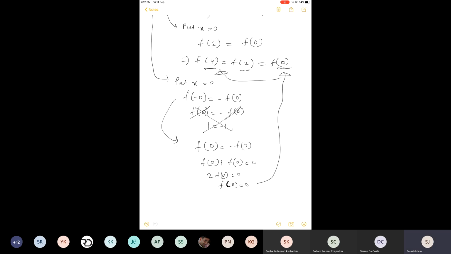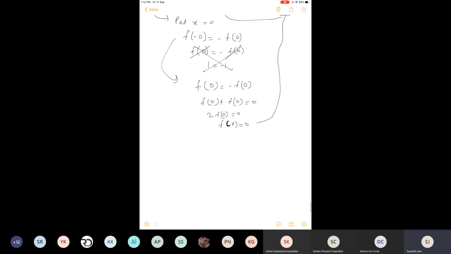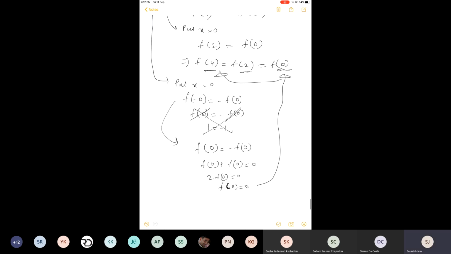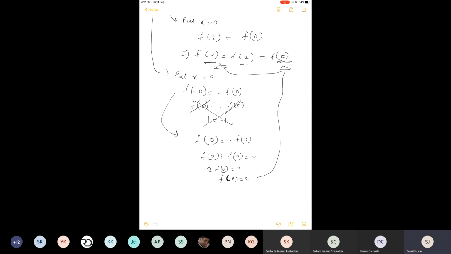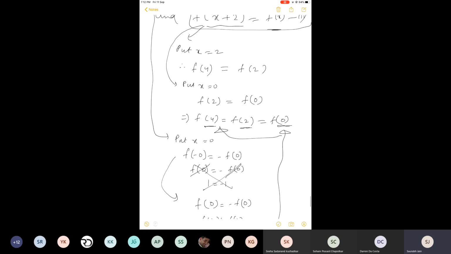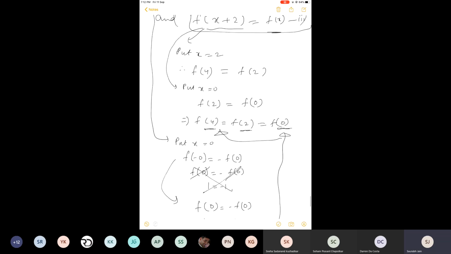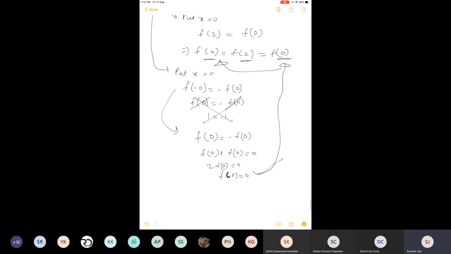Tell me one thing. If the function is odd, then is it necessary that f(0) will be 0? I think you are getting my question. The question is, if the function is odd, then is it necessary that the value of f(0) will always come out to be 0? Because I will put 0 here, I will get this calculation. So is it always true?